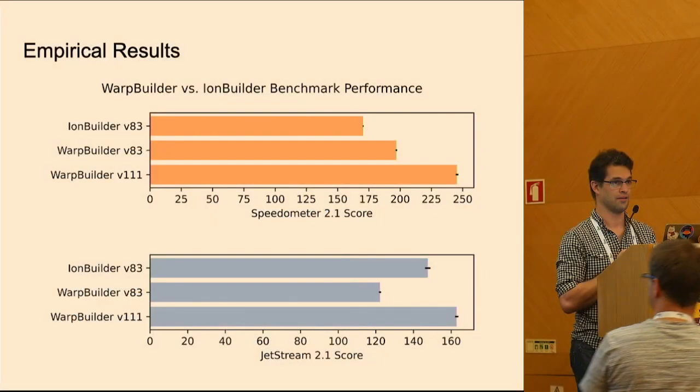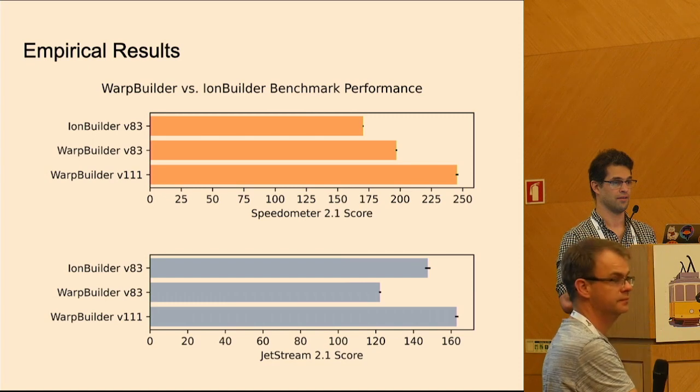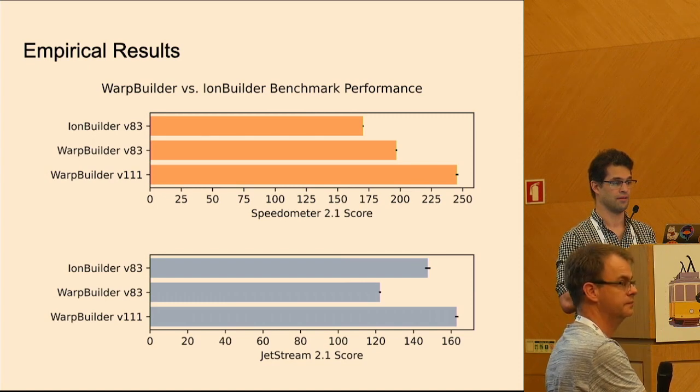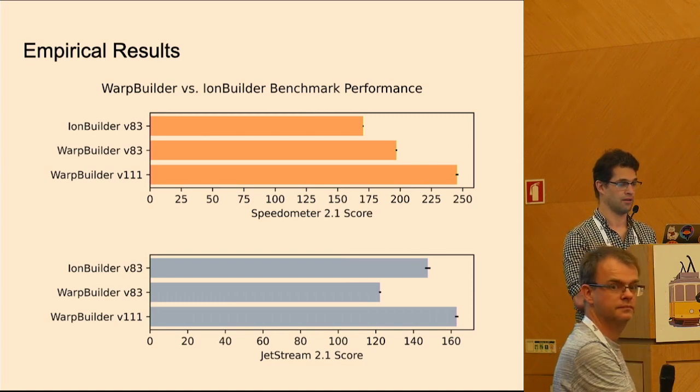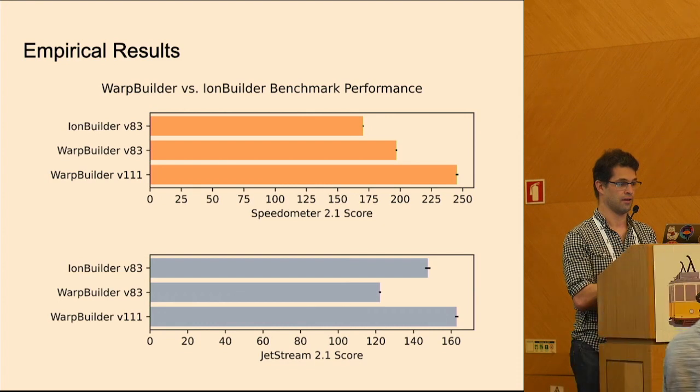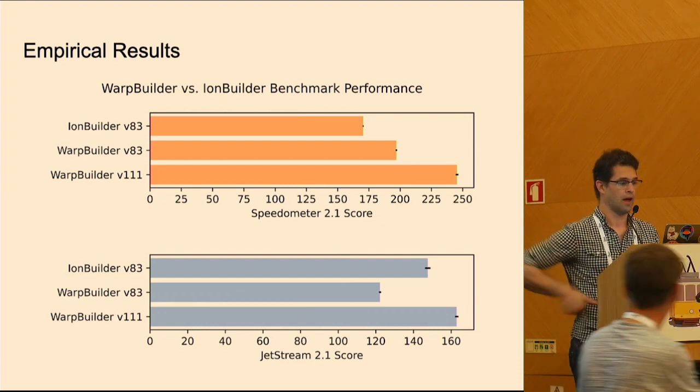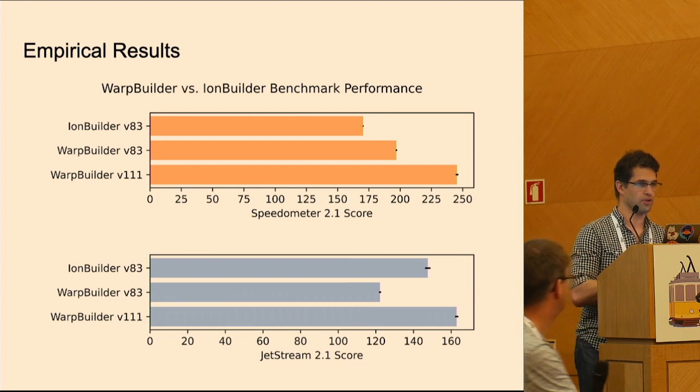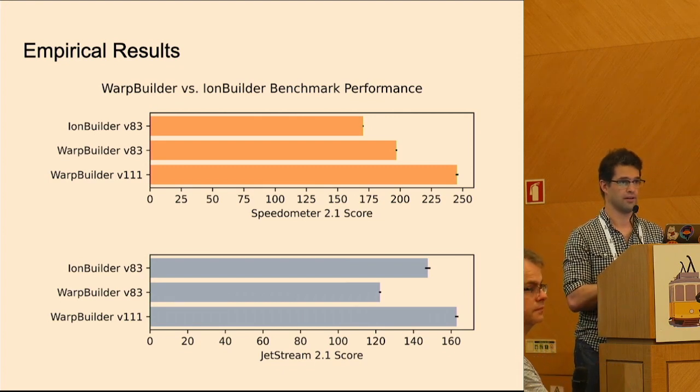I wanted to ask about the reasoning for the empirical results. Does the subfolding or something specific to the Warp Builder contribute to the improvement? Is it possible to implement the same technique in Ion Builder, or is that just easier in Warp Builder? So I'm kind of curious why this.